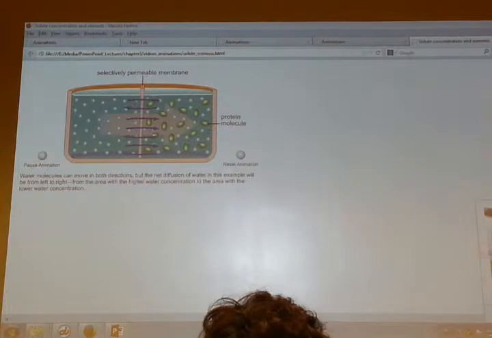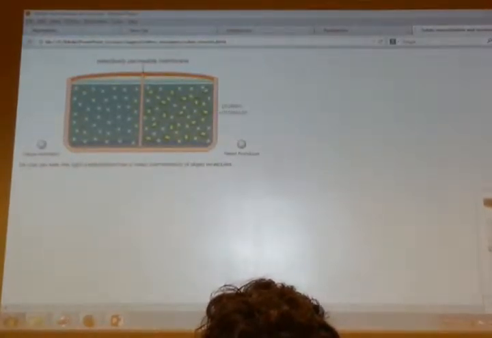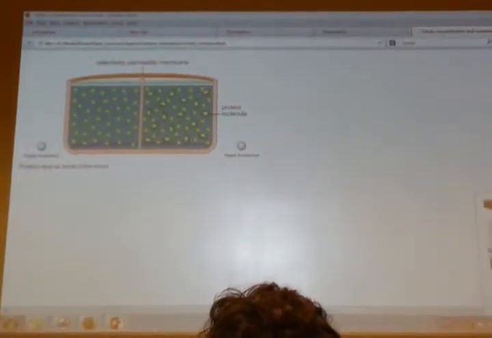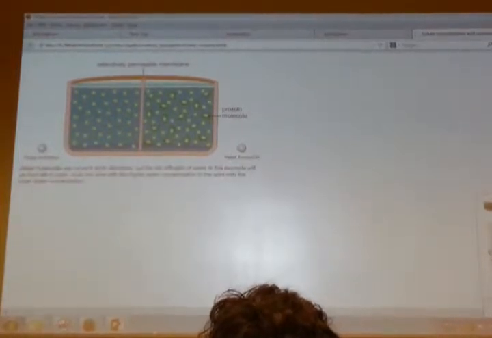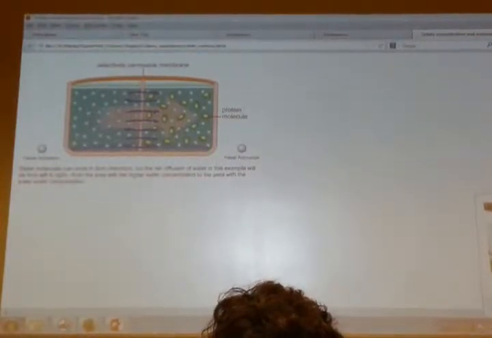Concentration to the area with the lower water concentration. Imagine a container divided by a membrane that is permeable to water but not to proteins. We can pour water into the left compartment and the same volume of protein-rich solution into the right compartment. As you can see, the right compartment has a lower concentration of water molecules. Proteins take up some of the space. Water molecules can move in both directions, but the net diffusion of water in this example will be from left to right, from the area with the higher water concentration to the area with the lower water concentration.